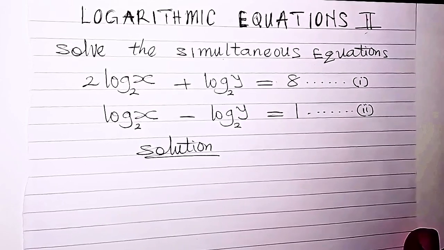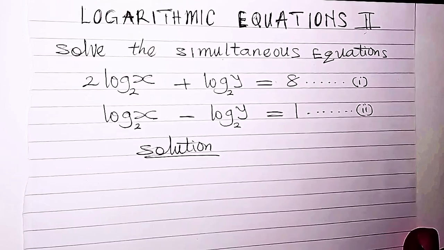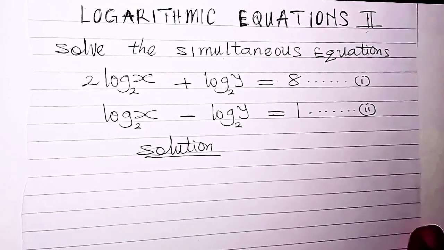So remember, when you're solving an equation, the purpose is to get the values of the unknown. In this case, we have 2 values that are not known. We have x and we've got y that are not known. But how do we solve for the values of x and y in this set of simultaneous equations? So this is what we do here.